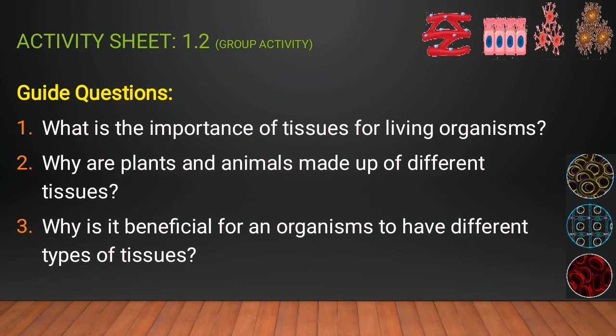Activity sheet 1.2, guide questions. What is the importance of tissues for living organisms? Why are plants and animals made up of different tissues? And why is it beneficial for organisms to have different types of tissues?